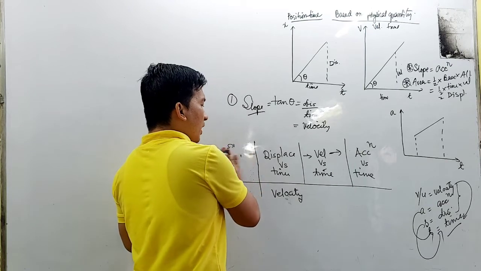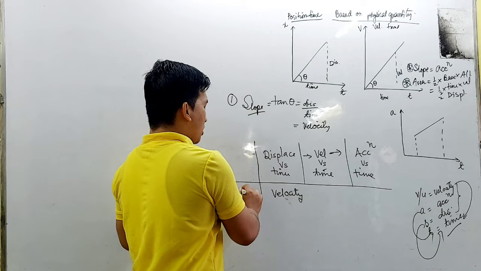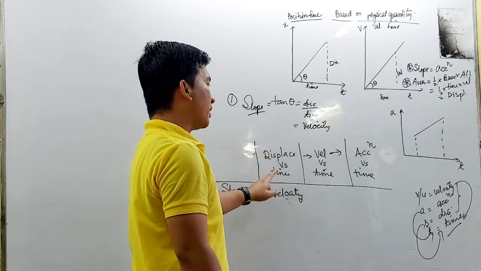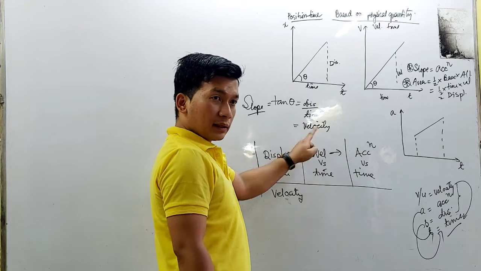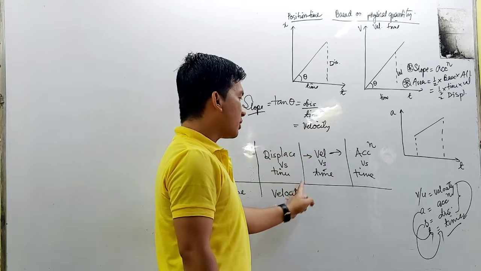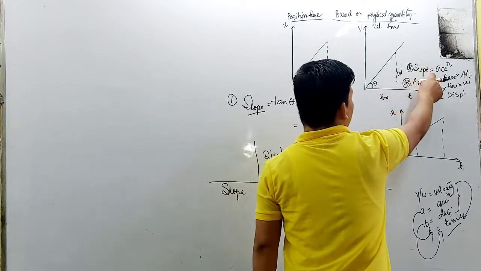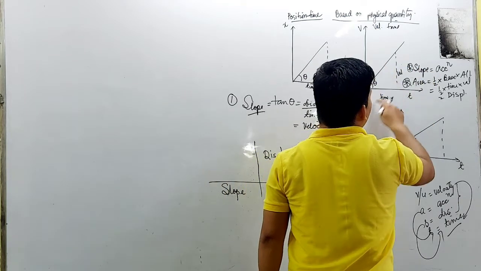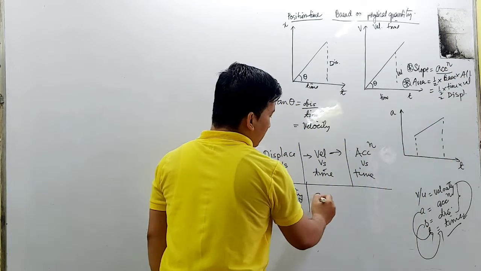If you are to find out the slope between displacement and the time graph, it will be velocity. Next, for the velocity and time graph, the slope will represent acceleration. This is acceleration.